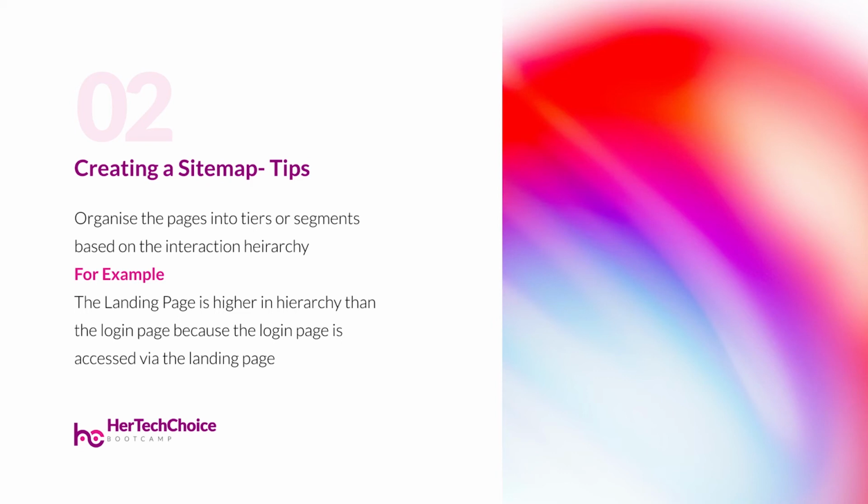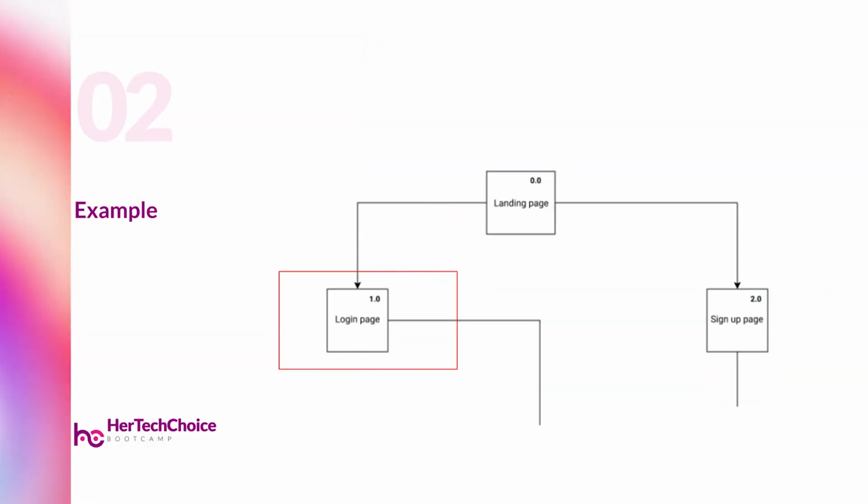Another tip is to organize these pages into tiers or segments based on the interaction hierarchy. For example, the landing page is higher in hierarchy than the login page because the login page is accessed via the landing page. So this is showing you an example of a sitemap. 0.0 is the landing page, which is subdivided into the login page or the sign up page or the register page.